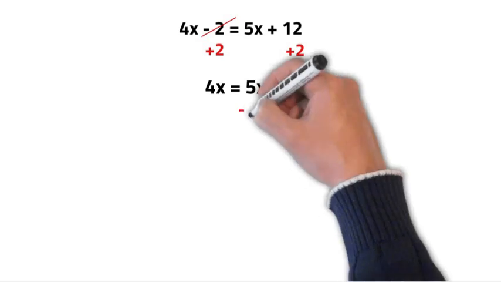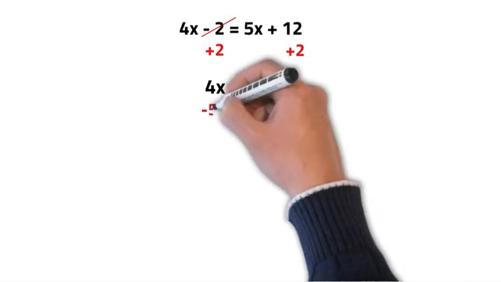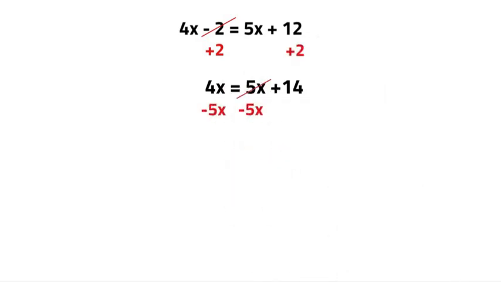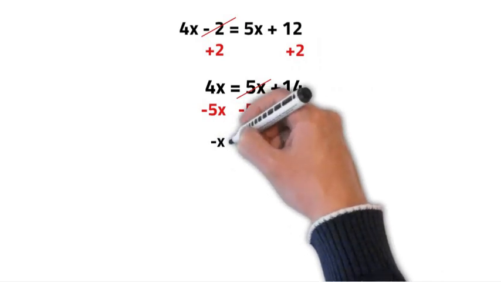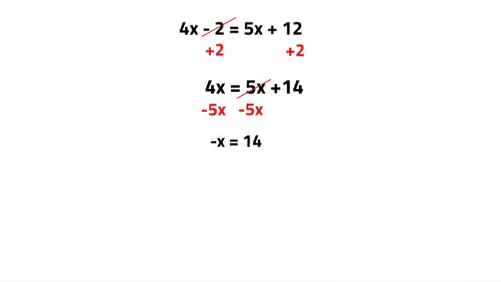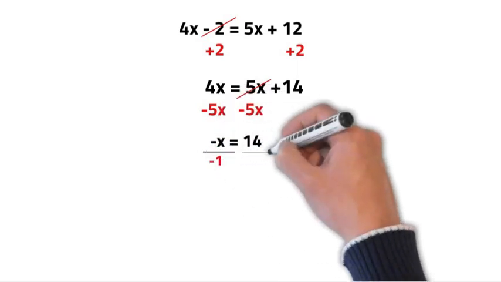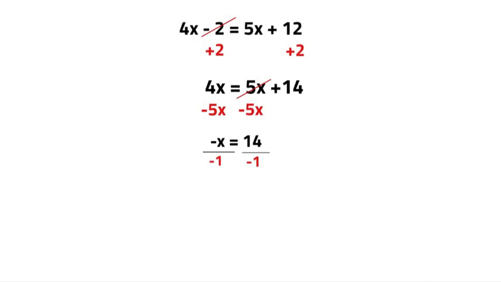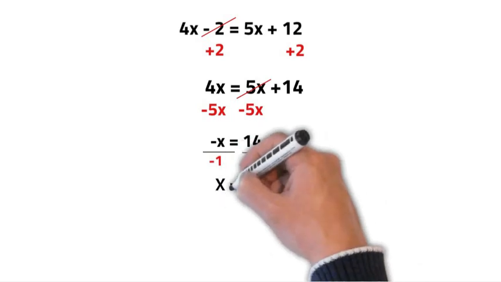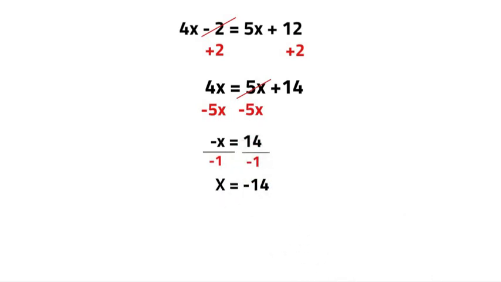So we'll go ahead and subtract 5x from both sides, which will leave us with a negative x equals 14. And again, we want to get that as simple as we can. So we're going to divide by negative 1 on both sides, which will leave us with x equals negative 14. My bad. And that's it for that one.